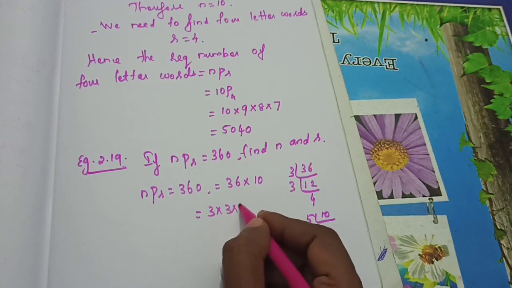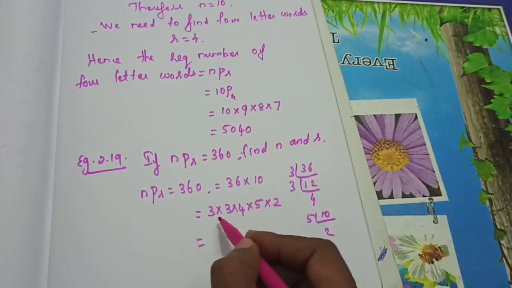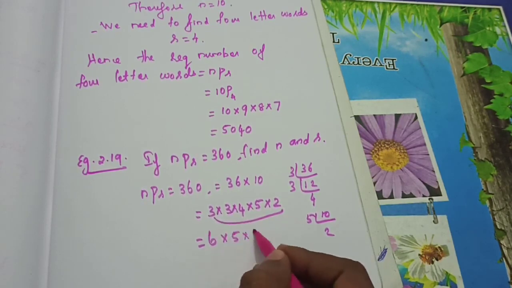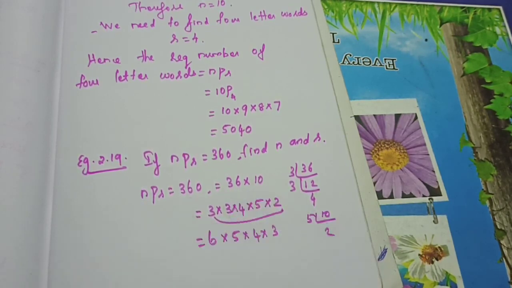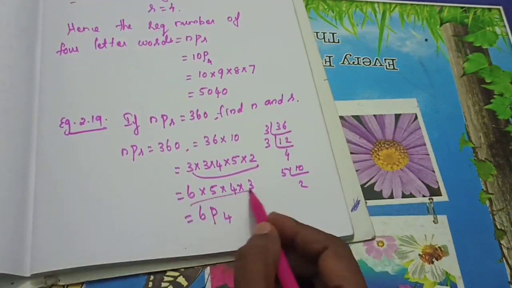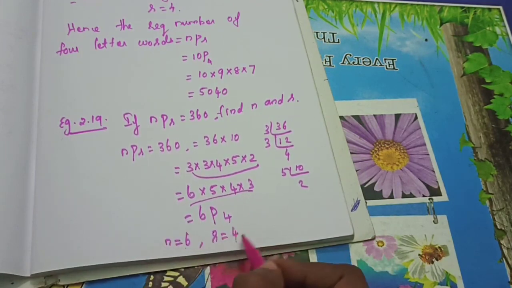So we write 3 into 3 into 4 into 5 into 2. Now listen, 3 into 2 means how much will you get? 6. Then 5 into 4 into 3. Last class I taught you the same as this. So NPR we can split like this. How will you write this one? 6P4. So what's the N value? 6. What's the R value? 4. Got it? This is an important 2-mark question.